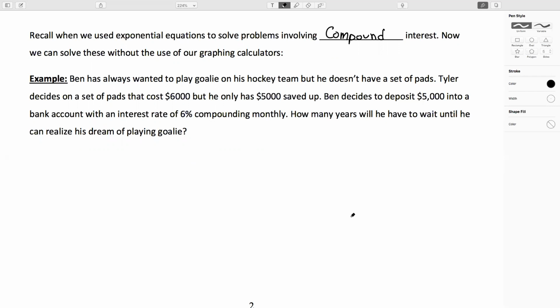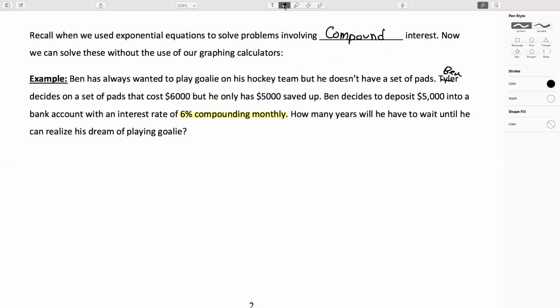So let's try one. Ben has always wanted to play goalie on his hockey team, but he doesn't have a set of pads. He decides on a set of pads that cost $6,000. He only saved $5,000. Ben decides to deposit his money in a bank account with an interest rate of 6% compounded monthly. How many years will he have to wait until he can realize his dream?